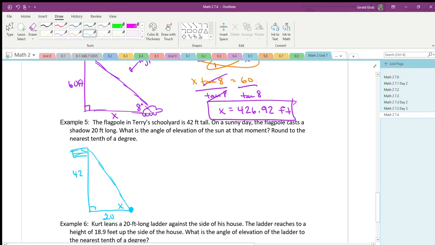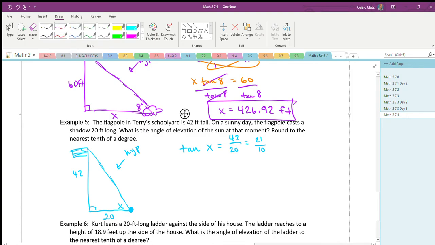So if I'm trying to figure out what x is, first we got to know what sides we're using. So this is the hypotenuse. We're not using the hypotenuse. We don't have any info about the hypotenuse. So we're using the two legs. So the opposite and the adjacent. So again, we're going to be using tangent. So the tangent of the angle, so tangent of x, is equal to the opposite, 42, divided by the adjacent, 20. So you don't have to reduce that, but if you wanted to reduce it, it would be 21 over 10.